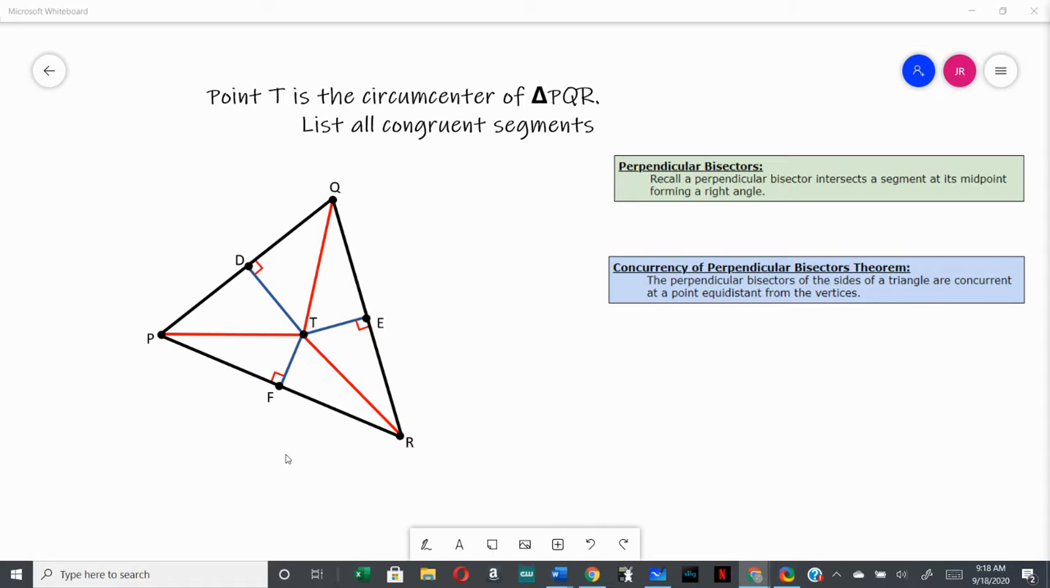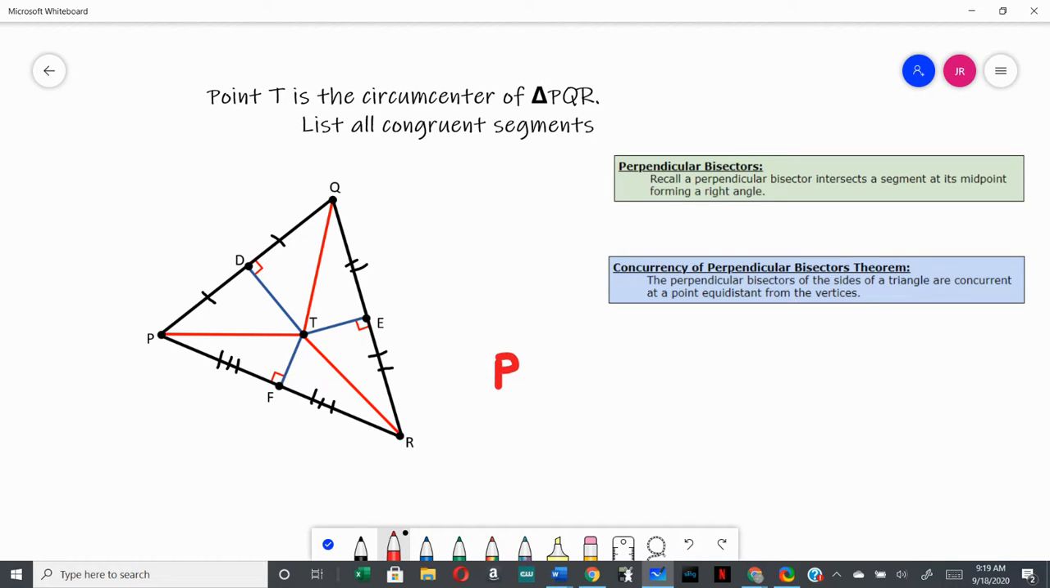So once that happens, there are some things that happen. Well, what does a bisector mean? Bisector means that it intersects at the midpoint. So that means that these segments are congruent right there. These segments are congruent, and these segments are congruent. So when I ask you to list all congruent segments, you start off by listing those around the outside.